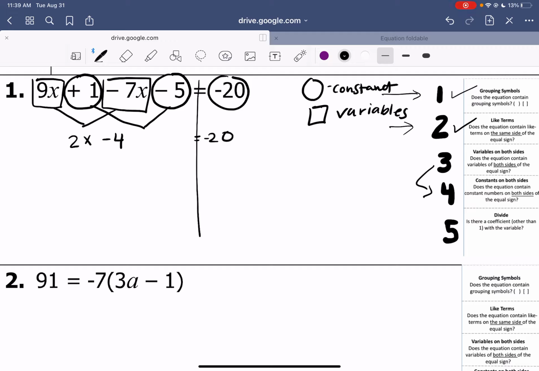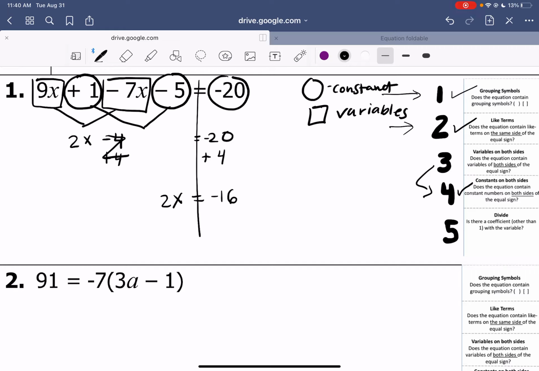And our question is, does the equation contain constant numbers on both sides of the equal sign? And the answer to that is yes. We have a negative 20 and a negative 4. So what we're going to do is move the constant number that's on the same side as the variable with inverse operations. So I'm going to add 4 to both sides, and I'm left with 2x equals negative 20 plus 4, which is negative 16. And so that takes care of our constant numbers.